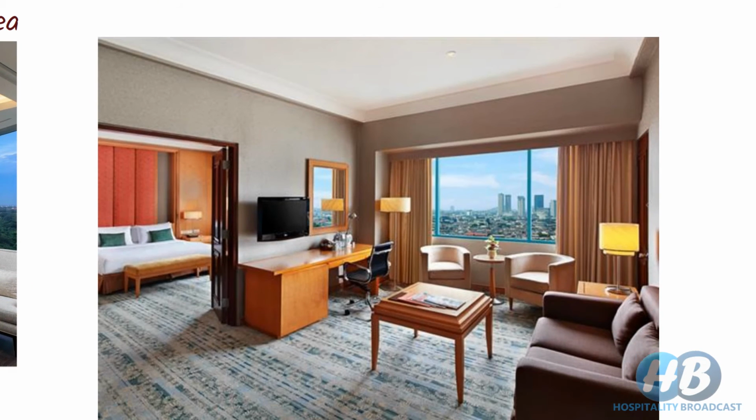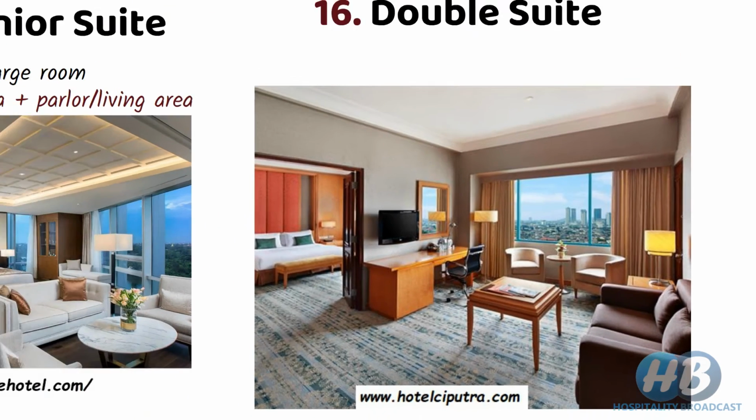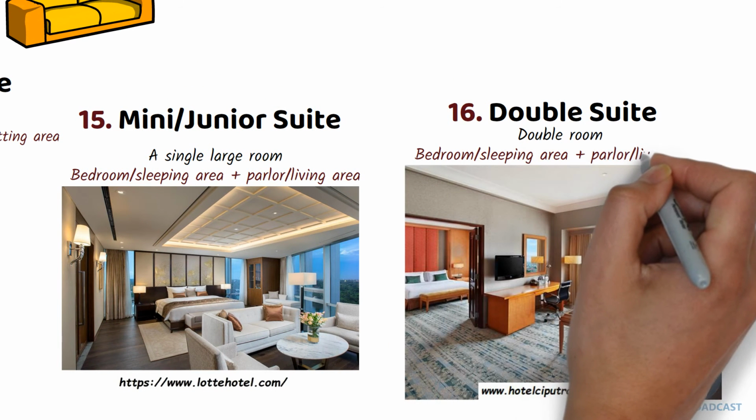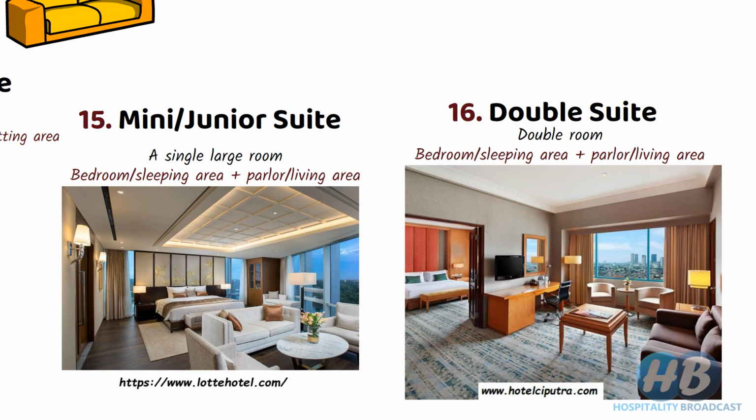Instead of having one single large room, there are two rooms in which one is a bedroom and another is a living area or parlor area. There may be two separate bathrooms for both areas, that is living area and sleeping area. It depends on property.